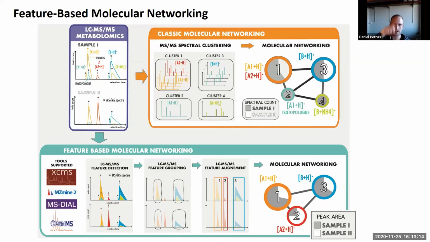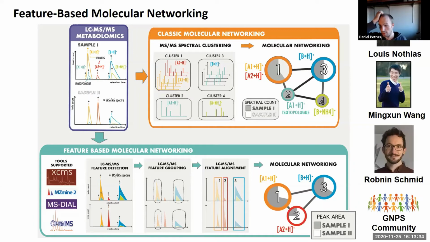And then you can first integrate your chromatographic peaks and then create consensus MS2 spectra from there, and then create your molecular network. And what that does is that it actually resolves different isomers. And that's the other advantage. I think it has a better proxy of quantitative information. That's another development together with Louis, Ming, and Robin, and the entire GNPS community. We just published a couple of months ago, and this is available. So if you haven't used it already, I would encourage you to give it a try.